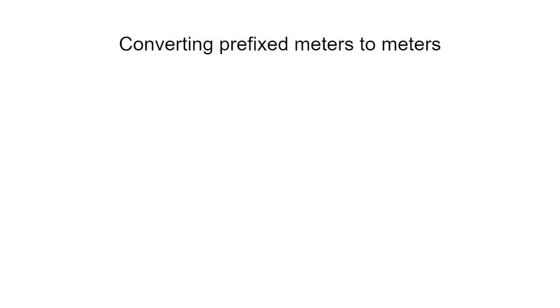Now we can define m as a unit vector. So 1 meter could be seen as 1 times a meter. 2 meters could be seen as 2 times a meter. How do we go about converting our prefixed meters into meters? For example, the centimeter into the meter.